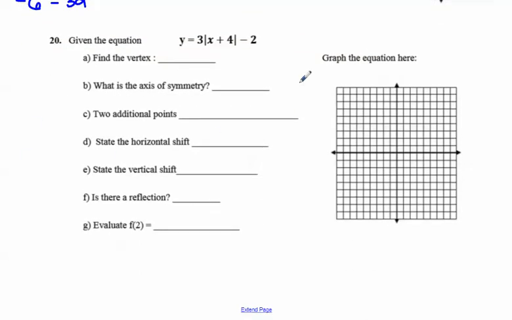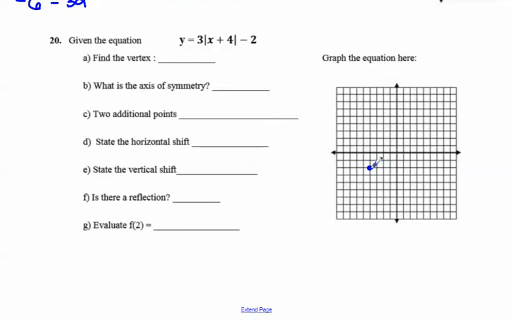Okay, in 20, we're going to look at our equation. If you have x plus 4 inside the absolute value, that moves your vertex from 0, 0 left 4. Remember, if it's in the absolute value, it goes opposite of the way you might think. So if you think the plus 4 would go right, it's actually going left. Your vertex also moves down 2. So from 0, 0, I need to go left 4, 1, 2, 3, 4, and down 2, and this is my new vertex.